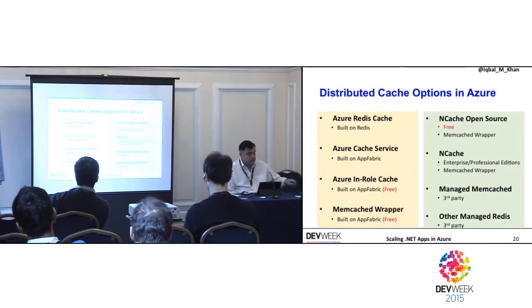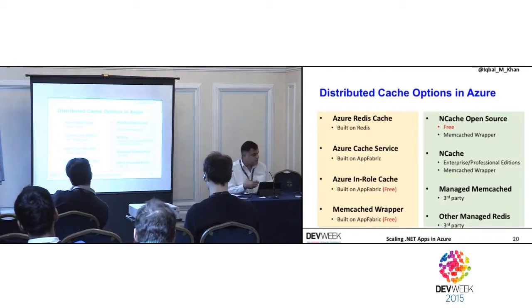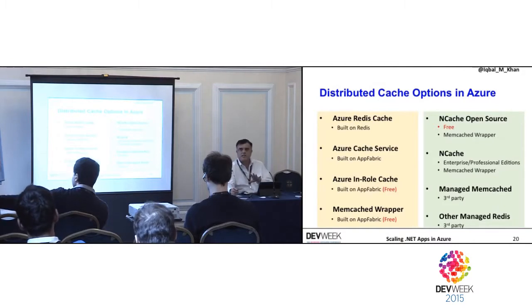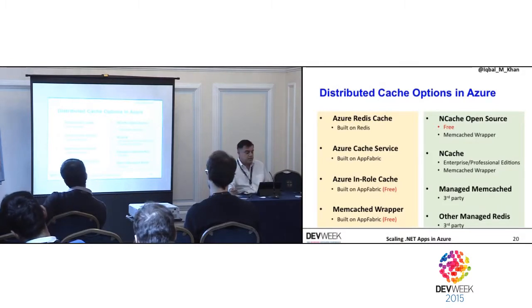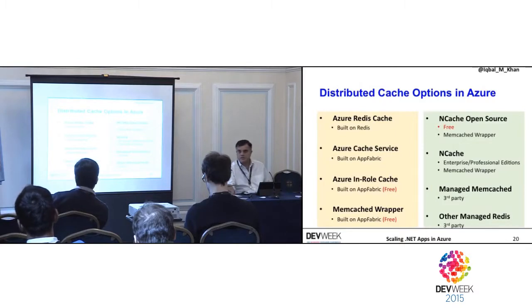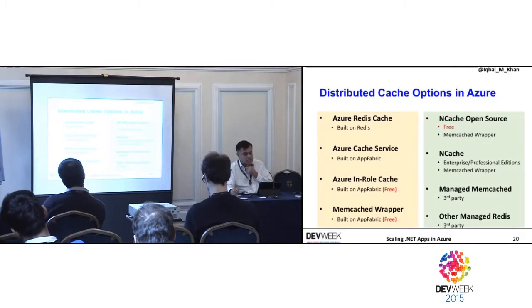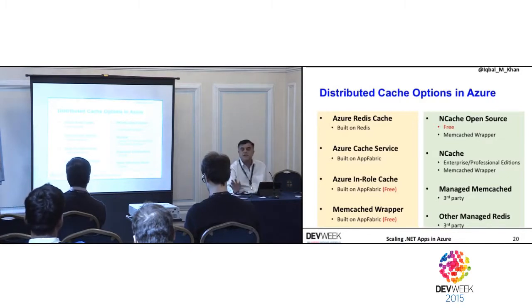The second is what they used to have originally, and that seems to be becoming less and less important. I could be wrong on this, but that's my impression, that the Azure Cache service seems to become less and less important. And that is built on App Fabric, which is Microsoft's own distributed cache. Then there's the Azure in-role cache, which is again built on App Fabric, and that's free. All the other options that don't say the word free are not free. So you pay for them. You pay for the VM and you pay for the cache on top of it.